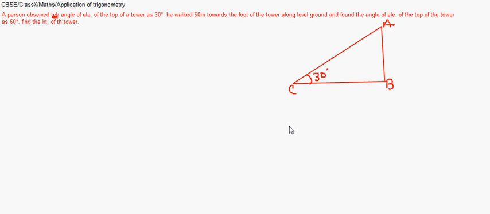He walked 50 meters towards the tower. That means he started at this point C and will now be moving towards B, because B is the foot of the tower. Suppose this is 50 meters. He has walked from C 50 meters to the point D. At that point, he found the angle of the top of the tower to be 60 degree. Again, we draw the angle of elevation here. That means this angle is given to be 60 degree. Find the height of the tower, which is AB.